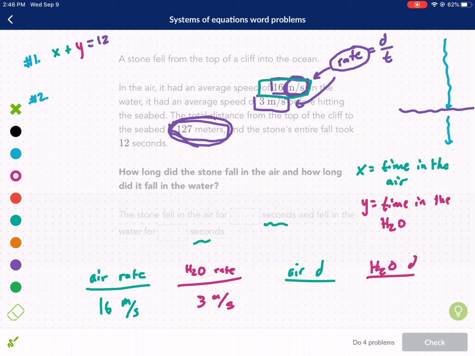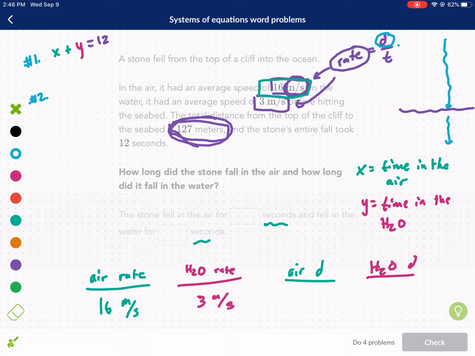Well, if we know that 16 meters per second is the rate, we can do a little bit of manipulation here to find the distance. Well, how do we solve for distance here? And this is what you have to do a lot. Anytime you get an algebra 2 or physics, you want to do a lot.